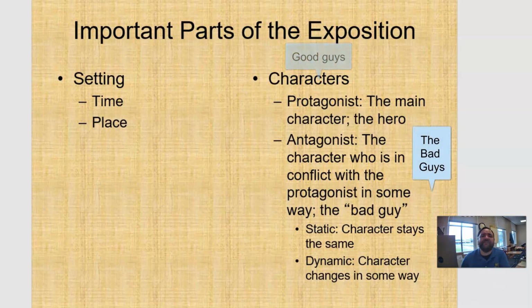There are also characters that stay the same and change. A static character is a character that's always a good guy and never learns his lesson, or always a bad guy. A dynamic character changes. Ebenezer Scrooge from A Christmas Carol is probably your best bet with that.